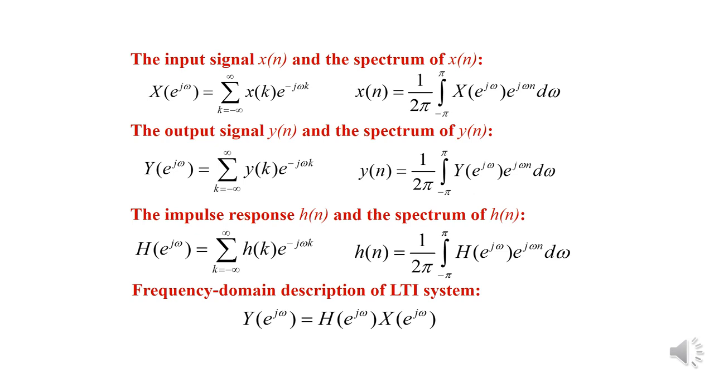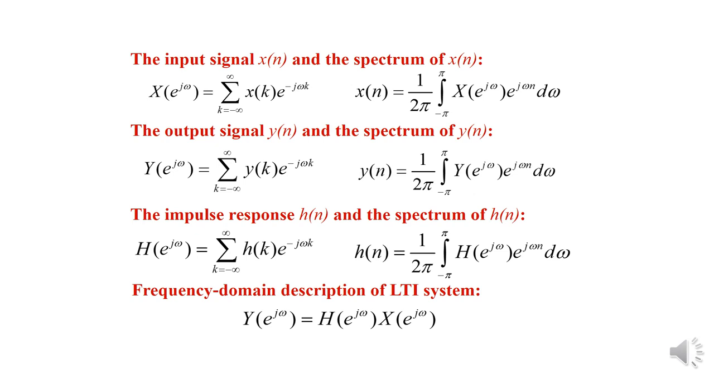So what you are noticing here is, in our time domain, y[n] is equal to h[n] convolved with x[n]. But when we have it in the frequency domain, Y(e^{jω}) is equal to H(e^{jω}) multiplied by X(e^{jω}). So it is a multiplication. When we are in the frequency domain, convolution has converted to multiplication.